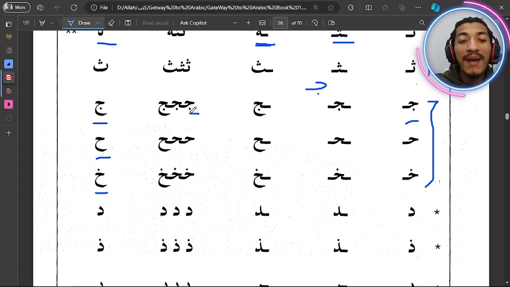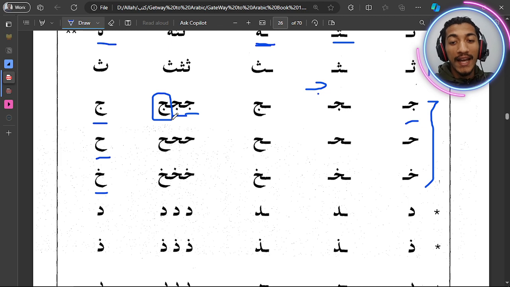That makes Jim at the beginning or in the middle look like this, just the head, as they have a next letter. And Jim at the end, or any letter at the end, will be a full one. Okay, those are Jim, Ha, and Kha. They have the same main characters, as we said.